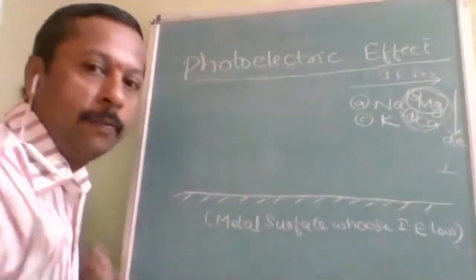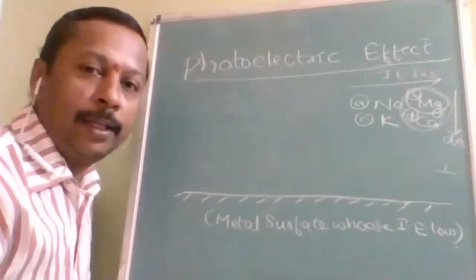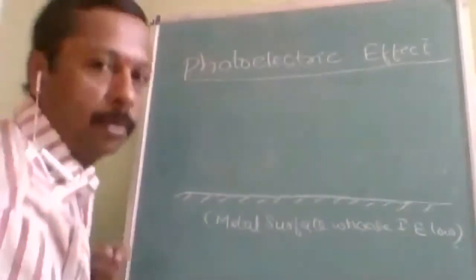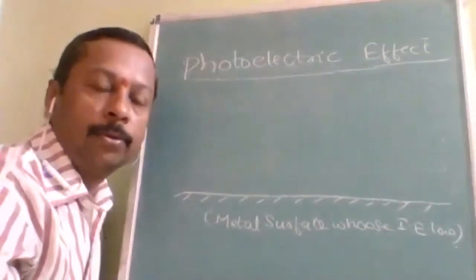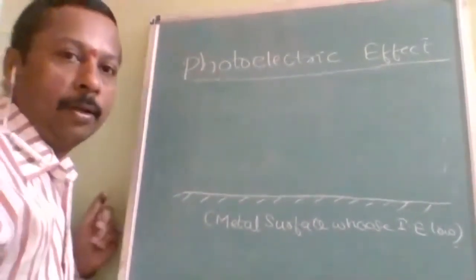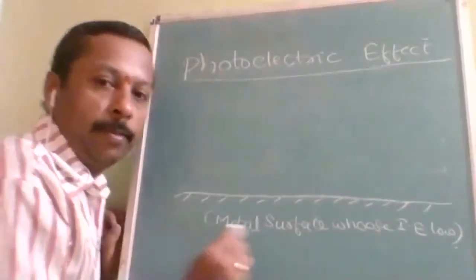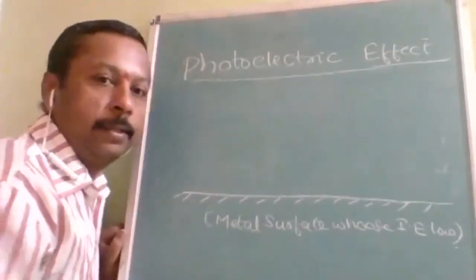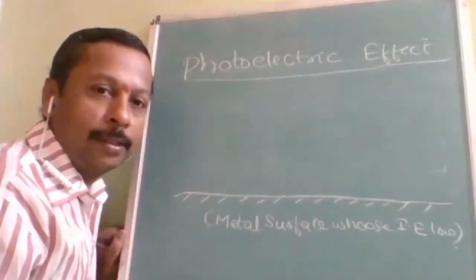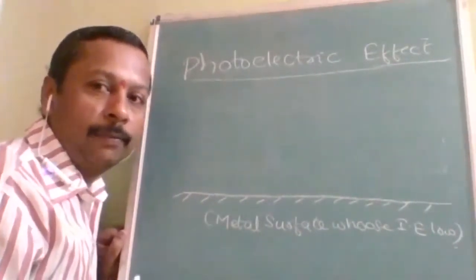Like this, if you study only the photoelectric effect, any use? No. If you study only this sentence, any use? No. So you should be able to start questions along with the other topic. Okay, so a metal surface whose ionization energy is low. Based on that, we have done two wonderful questions. Now let us go to the further topic.